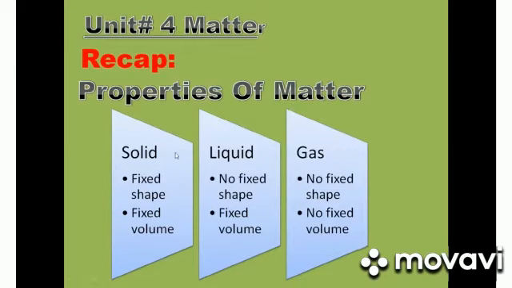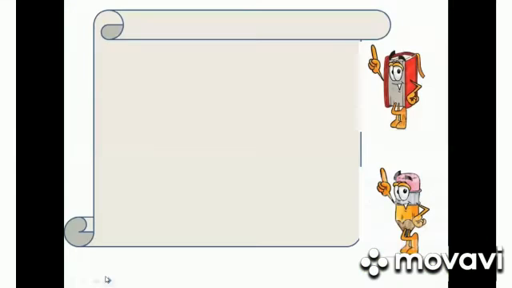Properties of matter. Three states of matter: solid, liquid, and gas. Solids have fixed shape, fixed volume. Liquids have no fixed shape but fixed volume. In gases, no fixed shape and no fixed volume. It was our last week topic. Now we'll move towards today's question.